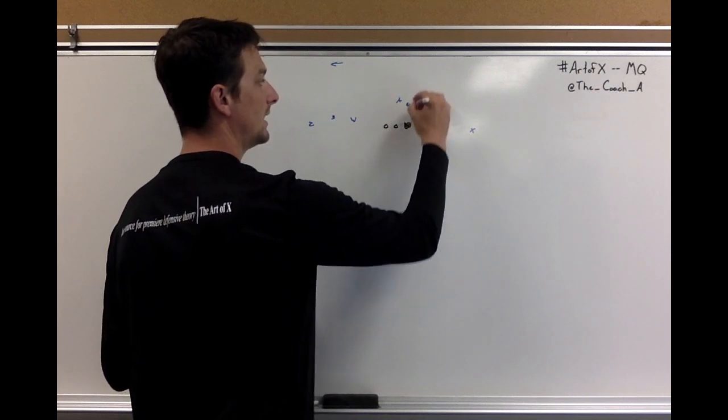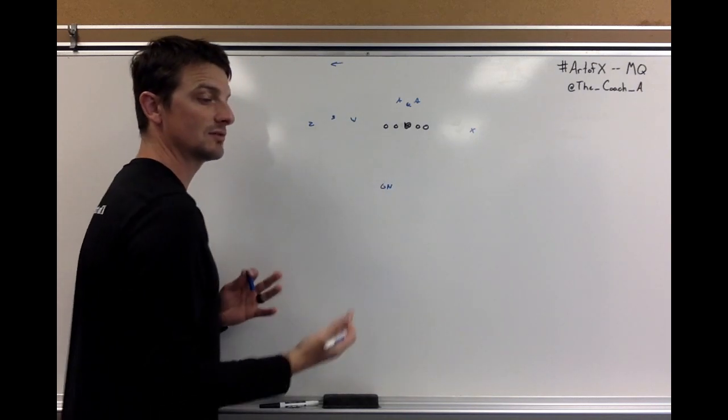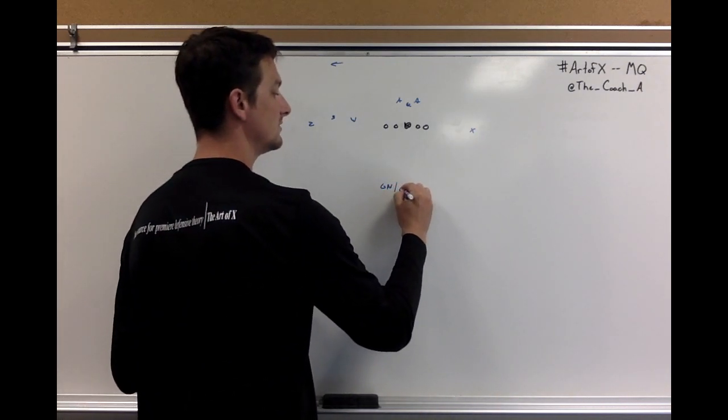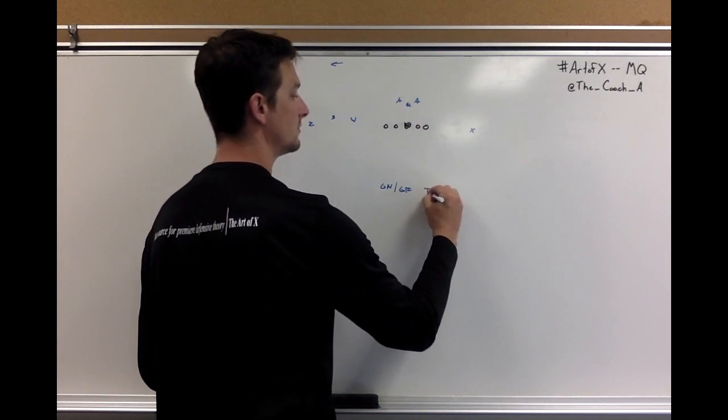Now, how do I set the back? Well, if it's gun near, it's still GN. It's near to the strength. The strength is the trips. If it's away, it's GF, gun far. It means he's to the single receiver, and I'll just put trips.